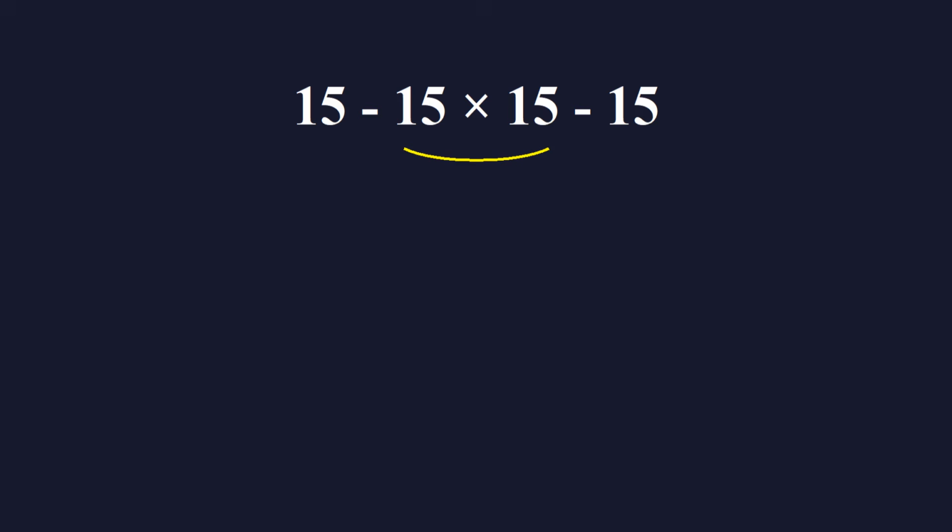15 times 15 equals 225. So we have 15 minus 225 minus 15, and we have two subtractions. According to the order of operations, we do this subtraction, then this subtraction.